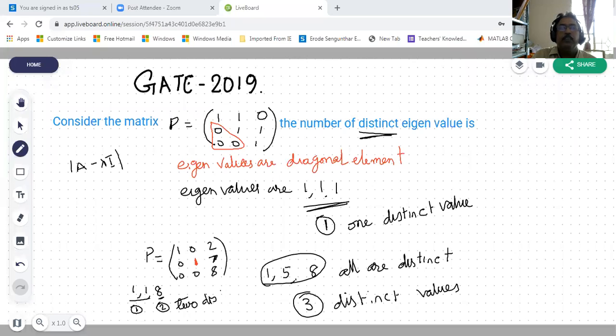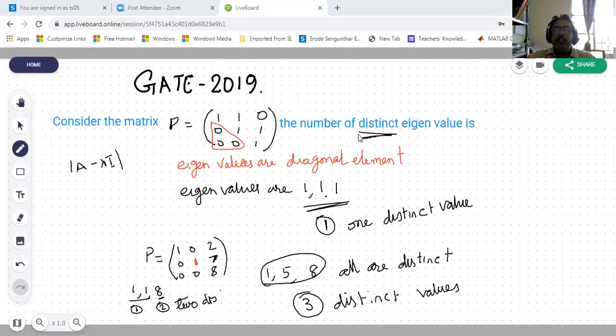And today in this class, we are discussing the problems asked in GATE 2019, right? So let me share the screen. Okay, we shall discuss this. So this question was asked in GATE 2019. Consider the matrix P, which is equal to the given 3x3 matrix, and the task is for you to find the distinct eigenvalues.